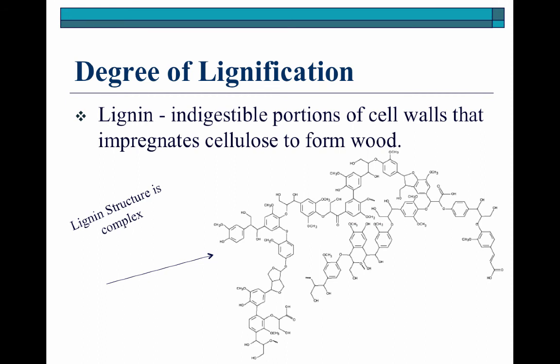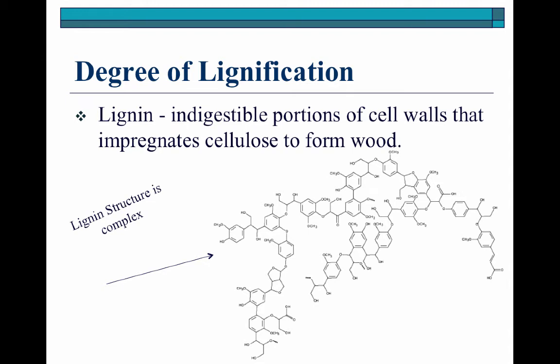Lignification or lignin is a chemical compound that's very complex. You can see that from this figure down here. So this is the whole lignin structure. And it is really the indigestible portion of a cell wall. And this is going to bind together with other lignin molecules and is going to, what we call, impregnate cellulose. And this is going to form like wood structures.